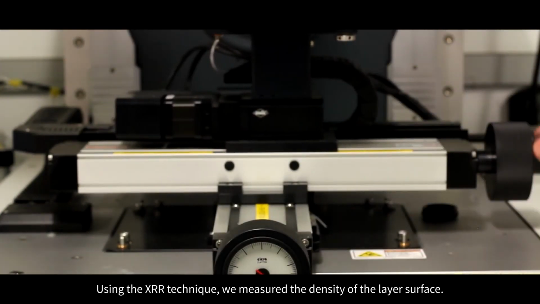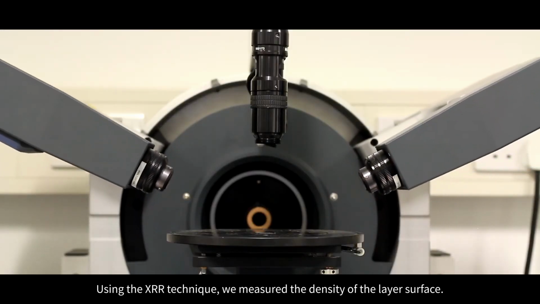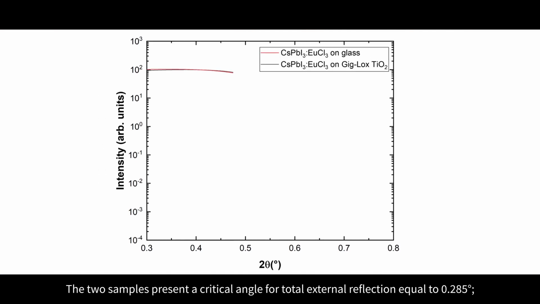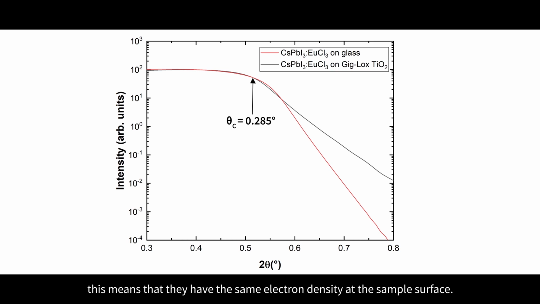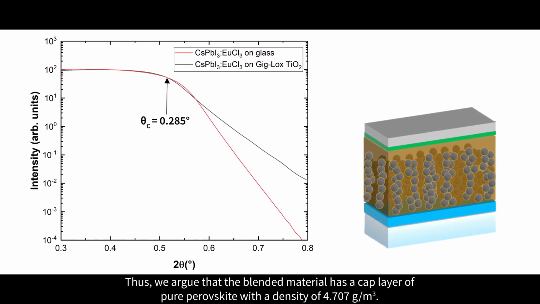X-ray reflectivity. Using the XRR technique, we measured the density of the layer surface. The 2 samples present a critical angle for total external reflection equal to 0.285 degree. This means that they have the same electron density at the sample surface. Thus, we argue that the blended material has a cap layer of pure perovskite with a density of 4.707 grams per cubic meter.